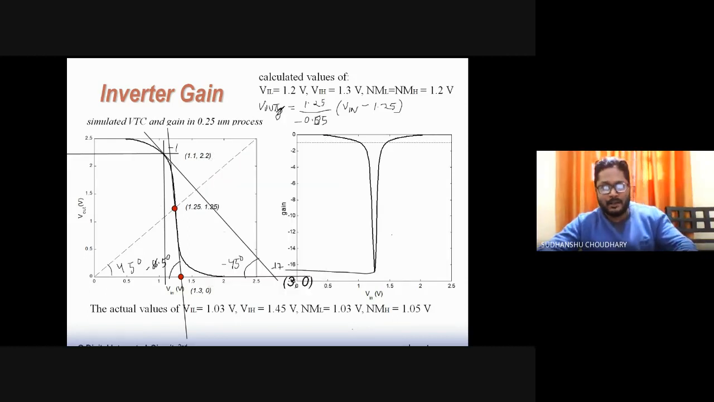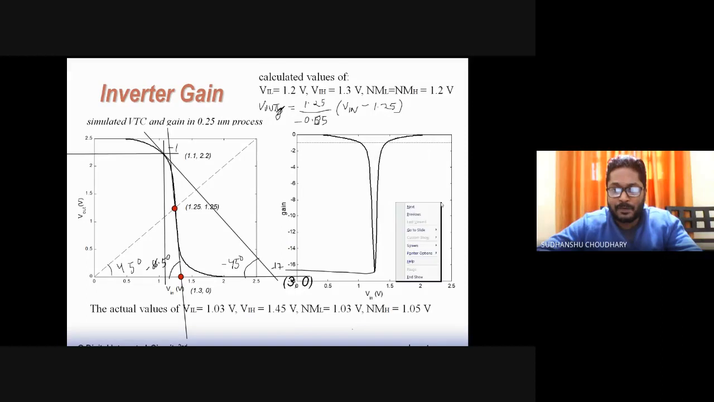Yeah, so that's how one can find out the slope of these lines on the VTC, and also one can think about how to shift this switching threshold either towards VDD or ground by changing the sizes of PMOS and NMOS, or by making a PMOS strong or maybe an NMOS strong.